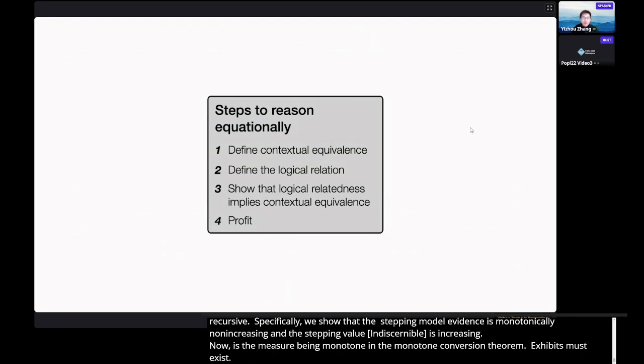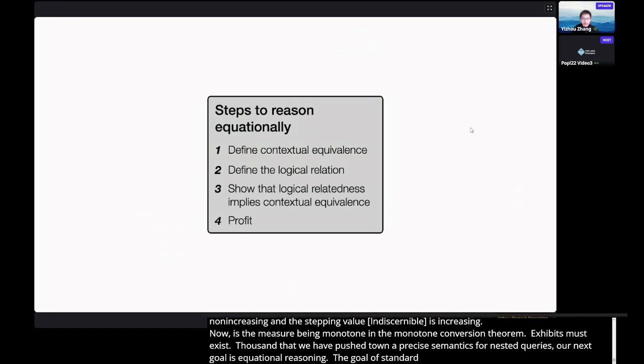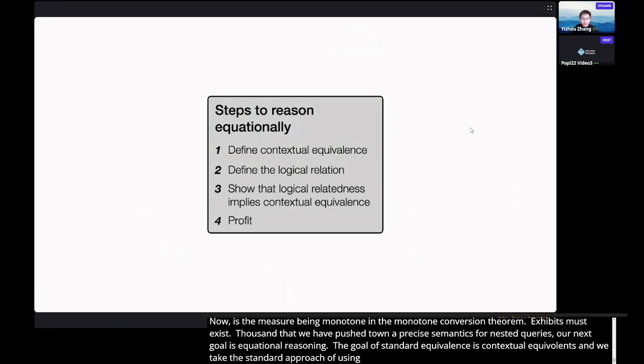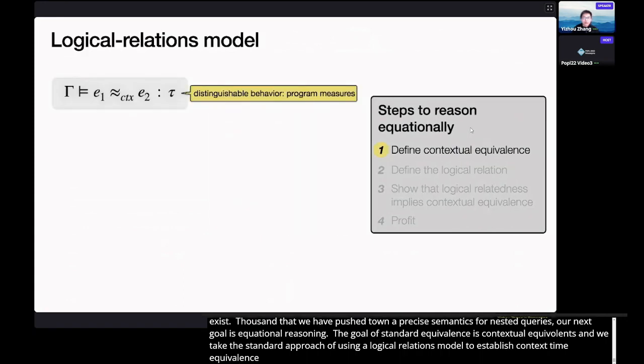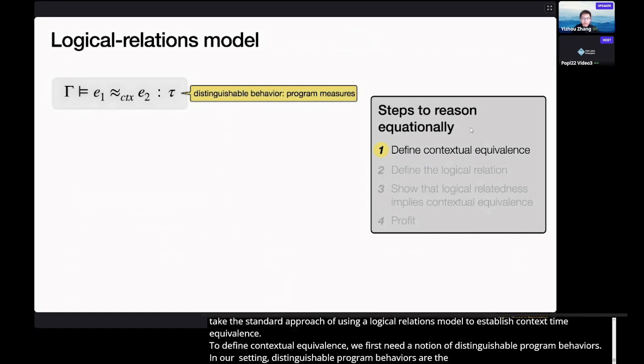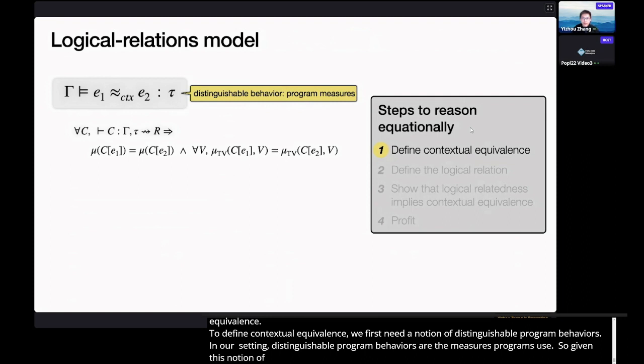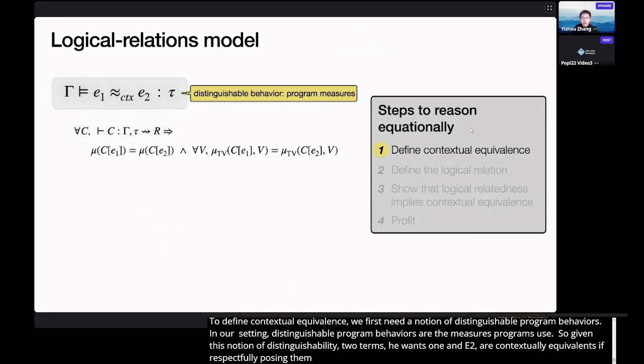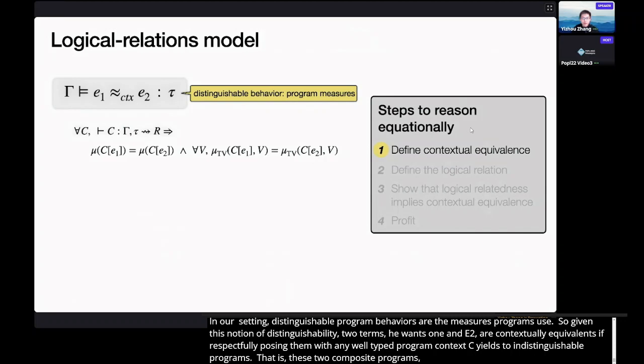Now that we have pinned down a precise semantics for nested queries, our next goal is to enable equational reasoning. The gold standard of equivalence is contextual equivalence, and we take the standard approach of using a logical relations model to establish contextual equivalence. To define contextual equivalence, we first need a notion of distinguishable program behaviors. In our setting, distinguishable program behaviors are the measures programs induce. Given this notion of distinguishability, two terms E1 and E2 are contextually equivalent if respectively composing them with any well-typed program context C yields two indistinguishable programs. That is, these two composite programs, C of E1 and C of E2, have the same measure semantics.